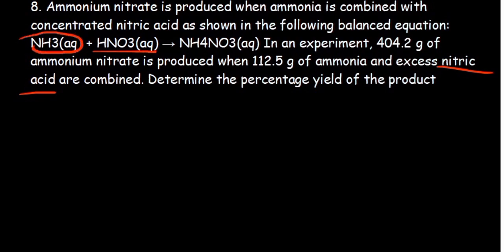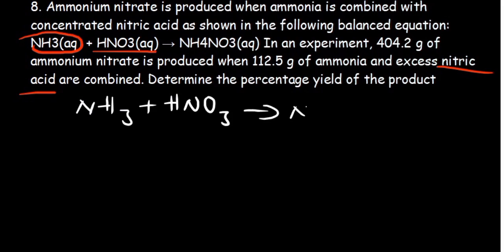So the limiting reagent is what? Ammonia. So we get to use the ammonia to determine what was produced. So I write the equation. We have NH3 plus the nitric acid giving us ammonium nitrate. So 404.2 grams ammonium nitrate is produced. So that is basically the given actual yield.